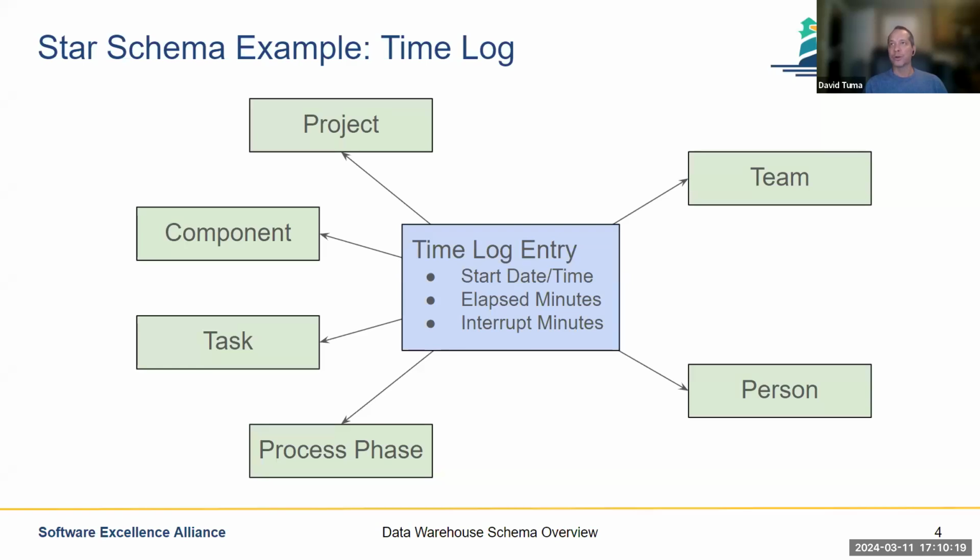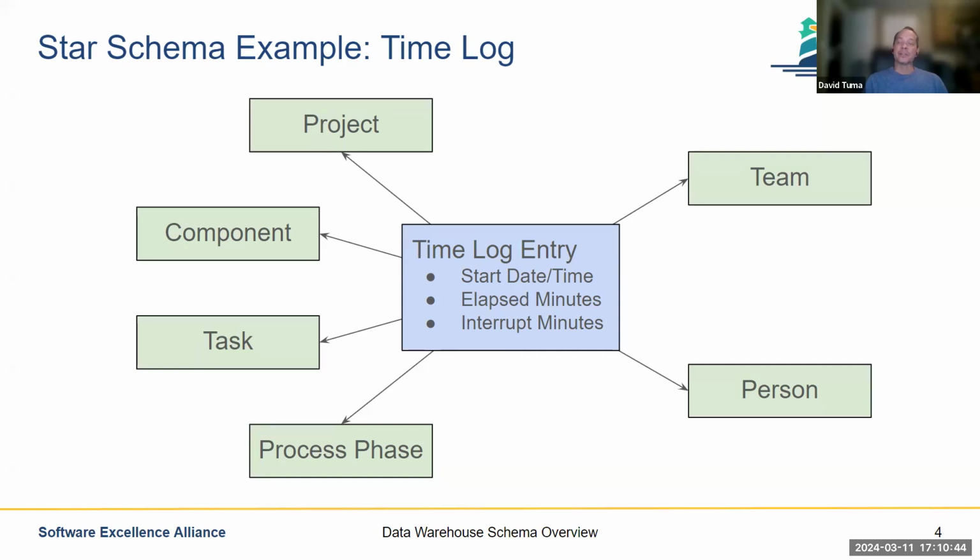Who was the person who recorded this time log entry? What team were they a part of? What project was this for? Within that project, what component and task were they working on? And what was the process phase for that task? Now, each one of these things is a dimension, which means each one of these is stored in its own table. There's a project table, there's a person table, there's a process phase table, et cetera.